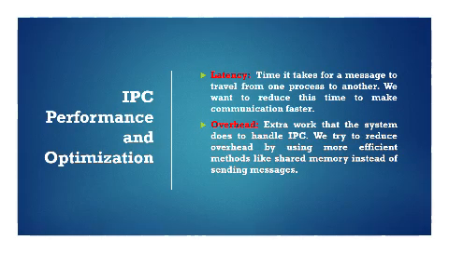IPC performance and optimization. Latency is the time it takes for a message to travel from one process to another. We want to reduce this time to make communication faster. Overhead is the extra work that the system does to handle IPC. We try to reduce overhead by using more efficient methods like shared memory instead of sending messages.